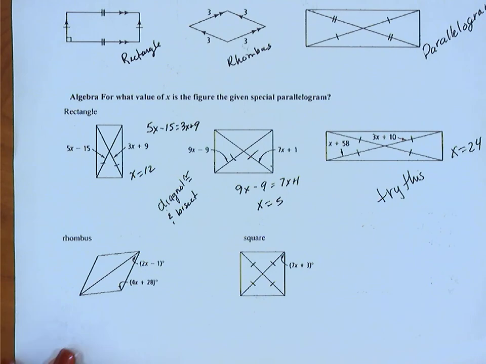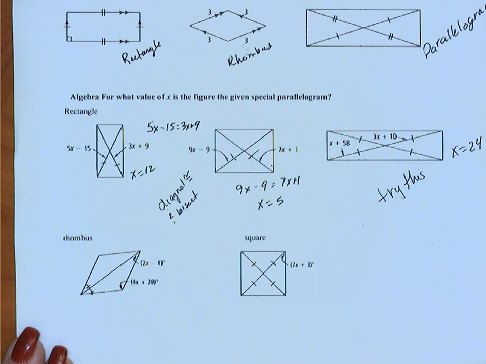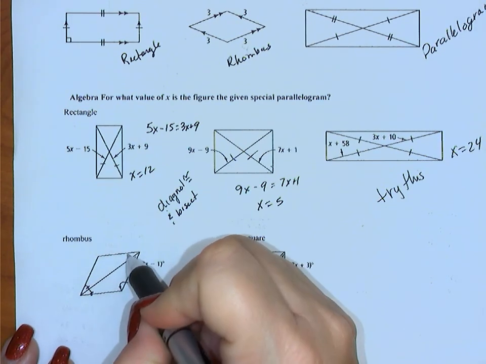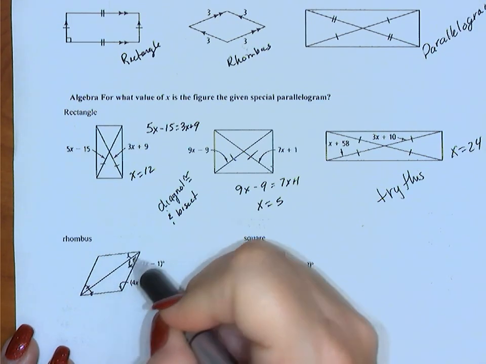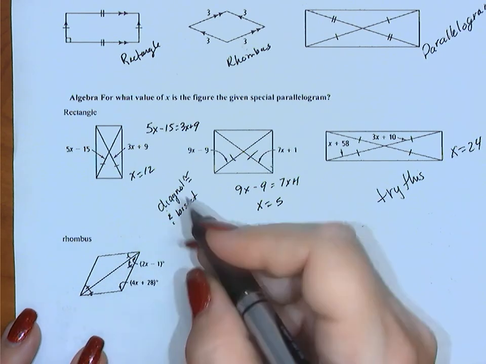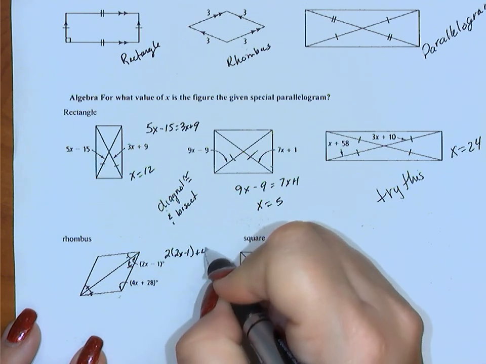Okay, this is a rhombus. What do we know about a rhombus? Well, a rhombus has a diagonal that bisects the opposite angles. So that means these angles are congruent. And that makes these angles congruent. So these are the same size, right? So with that being said, I know that this is the same size. So I have 2x minus 1, and 4x plus 28.